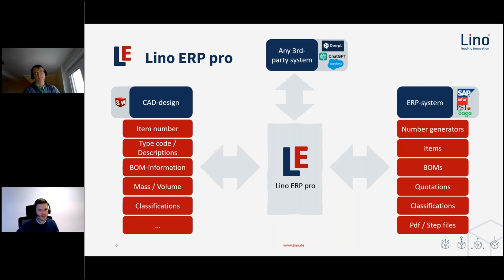In Lino ERP Pro, we call such a process an action list. And you can realize as many action lists as you like. It's not limited. ERP Pro can even communicate with more than one external system within the same action list. For example, first you send a description text out of a SOLIDWORKS property to an online translation tool, and then you receive the translated text and send it to your ERP system for the item creation, for example.